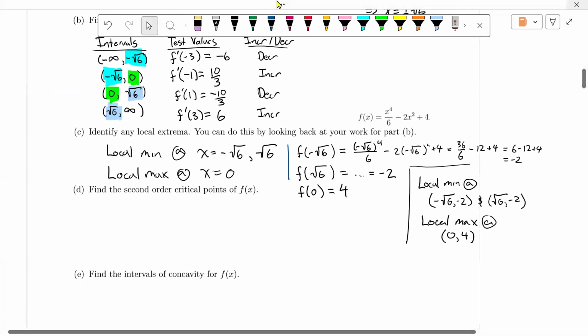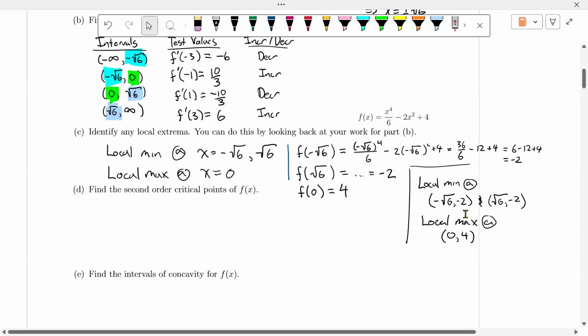So just to recap, we classified the critical points as local mins or max. We then plugged in these x coordinates into our original function f. We got y coordinates. For negative square root of 6, the corresponding coordinate is negative 2. Positive square root of 6, it is also negative 2.